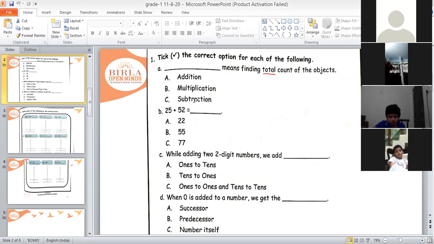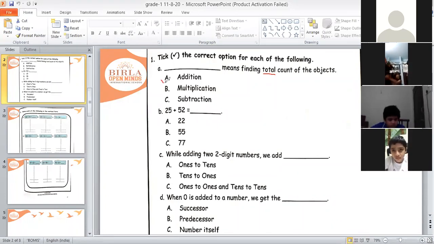I have told you, whenever this word total is there, in all, all together, what we have to do? Sai Joshi, you tell me, whenever this word total is there, what we have to do? Addition, subtraction or multiplication? Addition. Okay, very good, Sai Joshi. See here children, whenever these kinds of words are there, this means we have to do addition. So your first answer is correct. First one is the right option.